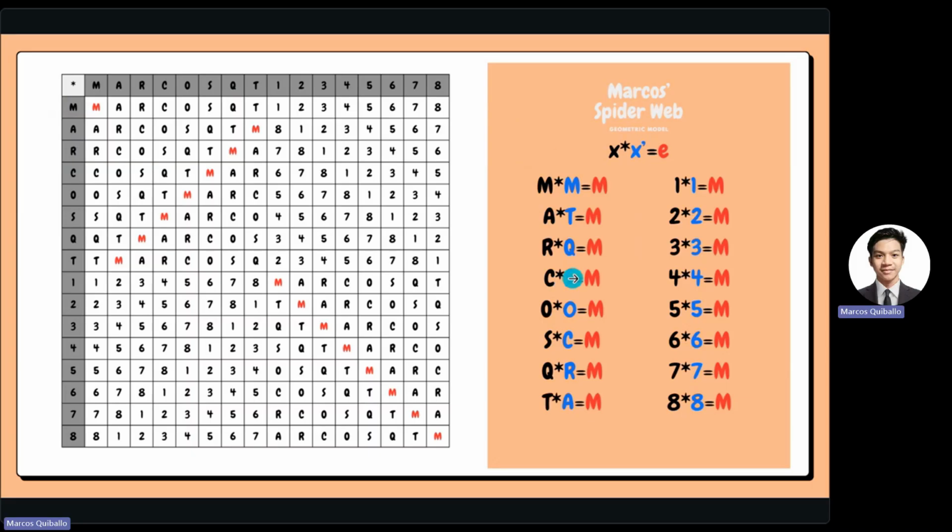As you can see, each element has an inverse element. The inverse of M is M. The inverse of A is T. The inverse of R is Q. The inverse of C is S. The inverse of O is O itself. The inverse of S is C. The inverse of Q is R. The inverse of T is A. The inverse of 1 is itself, and also for numbers 2, 3, 4, 5, 6, 7, and 8, their inverses are themselves.